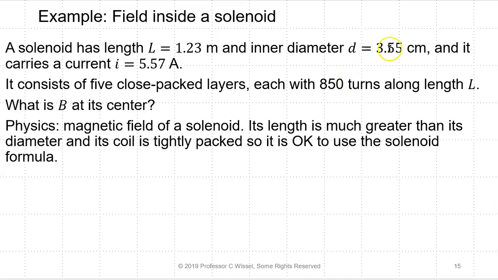Now, the first thing I notice is this is definitely a long, skinny solenoid, so we can assume this one's ideal. The physics of this is the magnetic field of a solenoid. Its length is much greater than its diameter. The coil is tightly packed, so we're going to be okay to use the solenoid formula because it's an ideal solenoid.